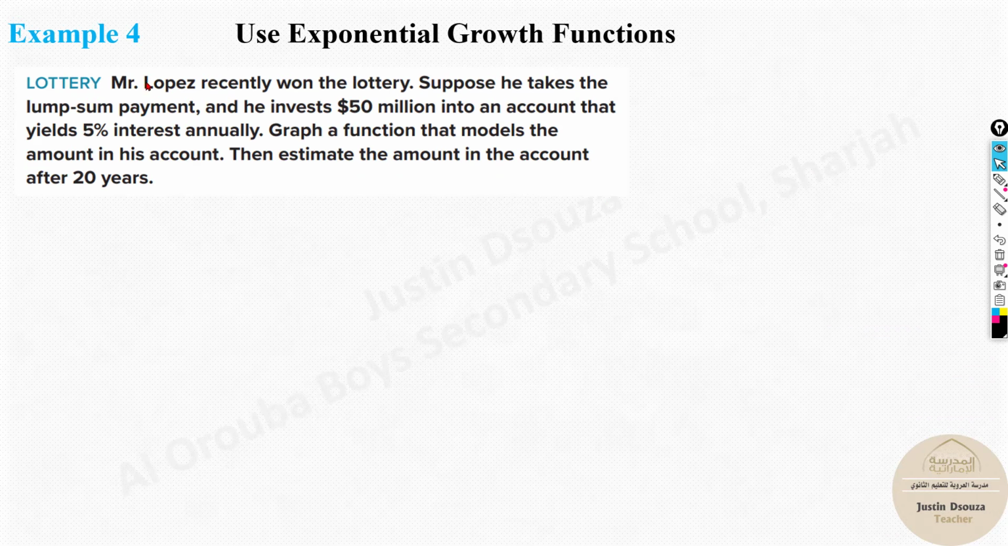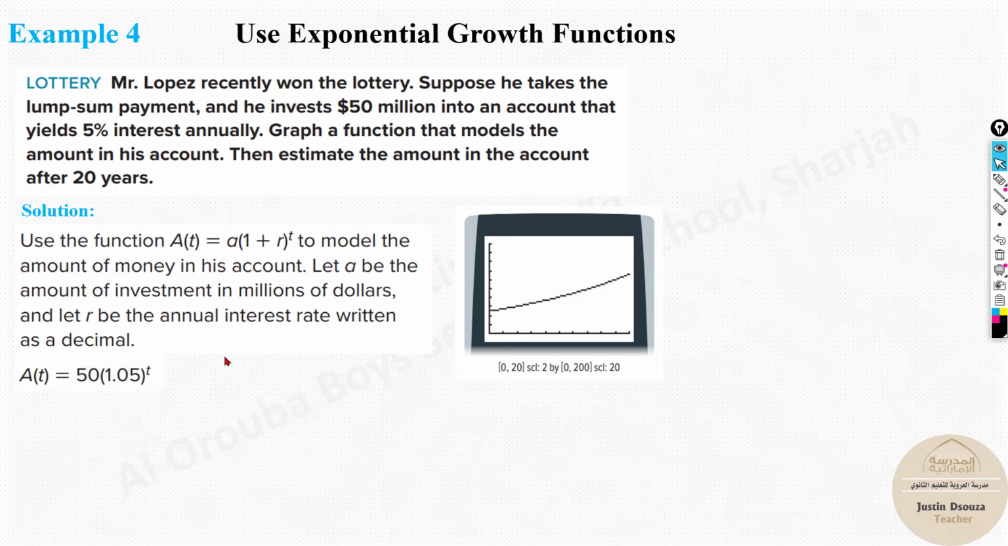Now, let's see a problem. Mr. Lopez recently won the lottery. Suppose he takes the lump sum payment and invests $50 million into an account that yields 5% interest annually. Graph the function that models the amount in his account, then estimate the amount in his account after 20 years. Here they have used a graphing calculator, I guess. We will try to solve this.